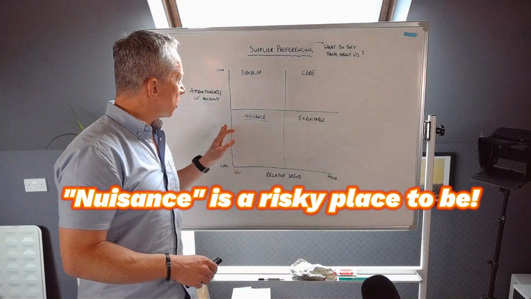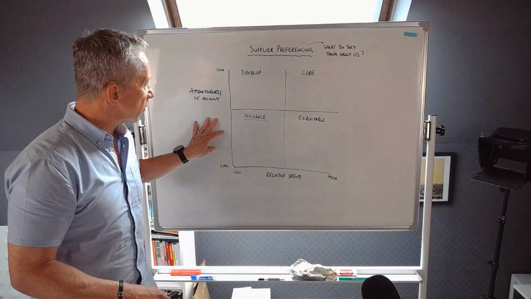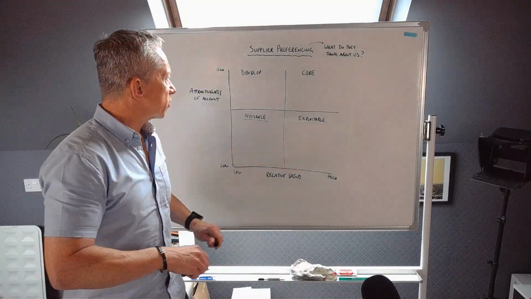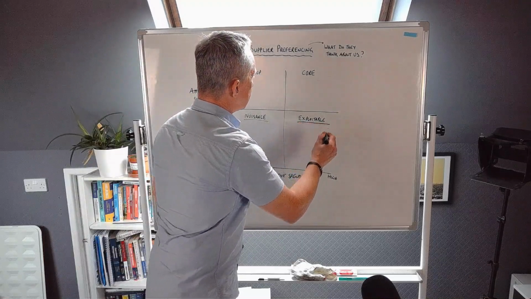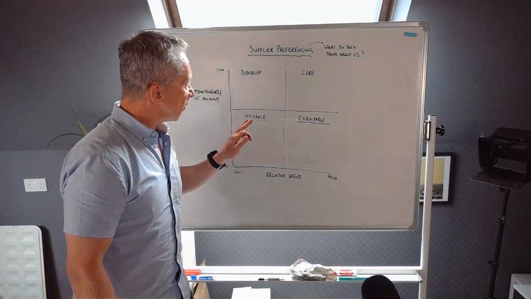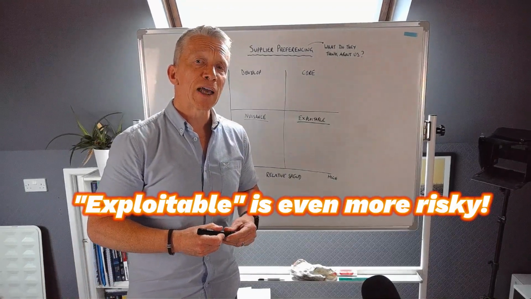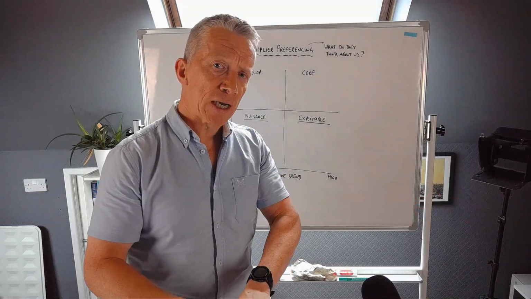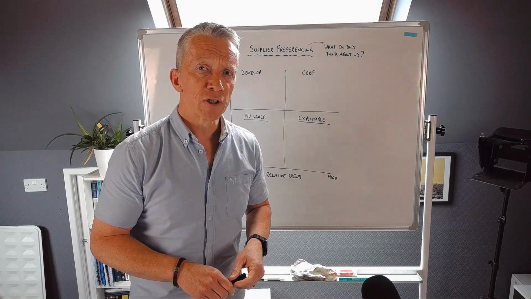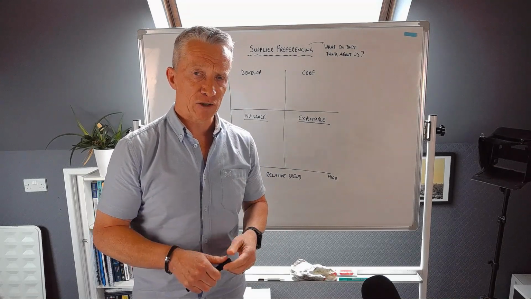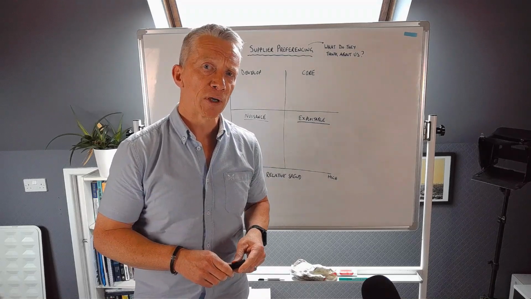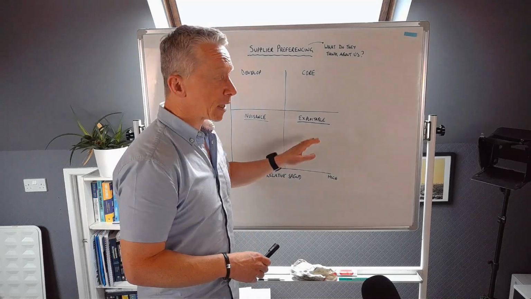Similarly, moving across, we're still on low attractiveness of account, but now our relative spend is high. So in this box, the exploitable box, you're still not attractive to the supplier. You have a high spend, so the supplier is likely to try and squeeze every inch of margin out of you. They're likely to not give you great service, not give you great quality, not give you their best resources. They're just going to use you as a cash cow and frankly milk your company for all the profit they can get, hence the term exploitable.